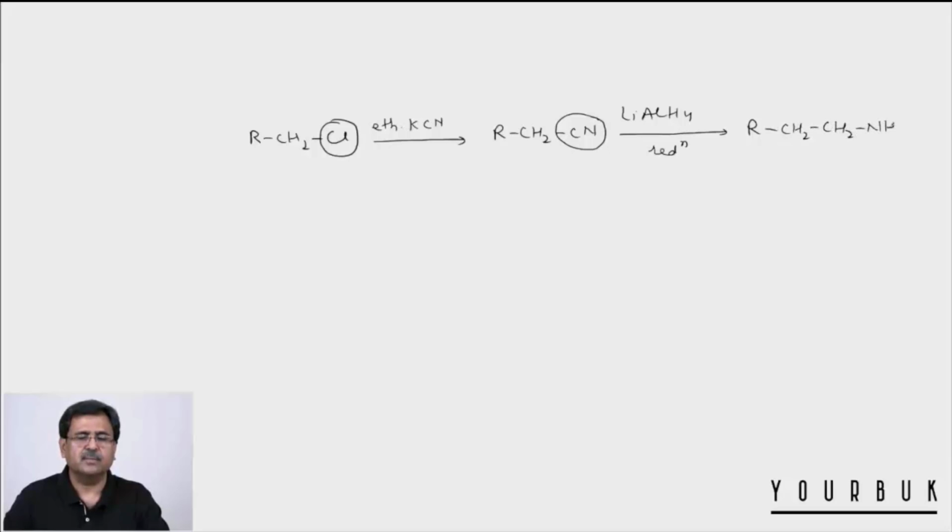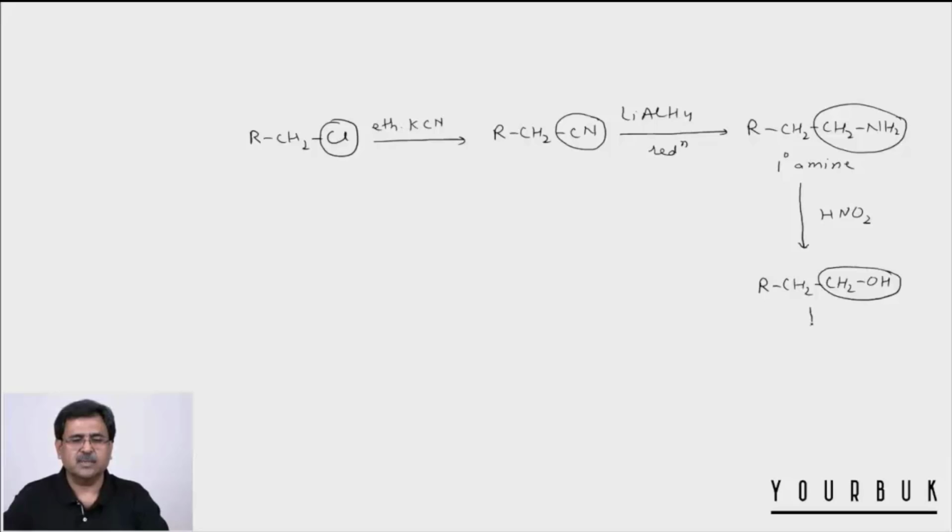This is called a primary amine, in which the nitrogen is attached to only one carbon atom. This is called a 1-degree amine. And this 1-degree amine on reaction with nitrous acid, HNO2, gives alcohol. And once this alcohol is formed, on reaction with SOCl2 it gives alkyl halide. But remember, this alkyl halide contains one carbon more than the parent alkyl halide.